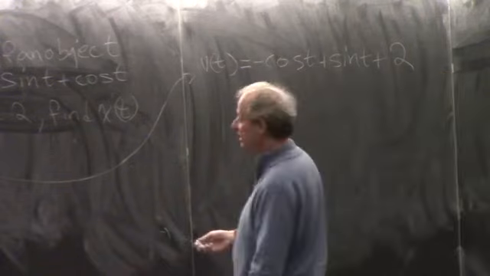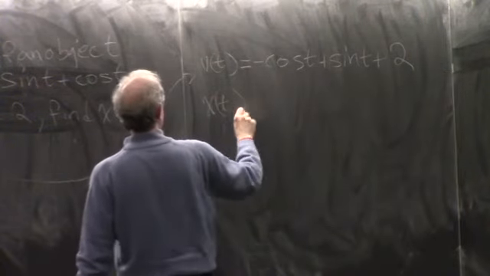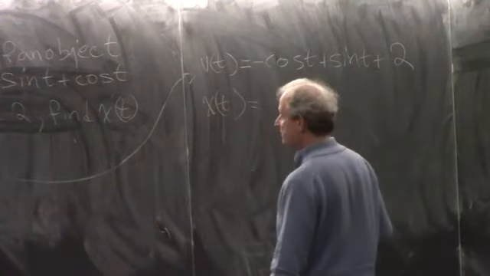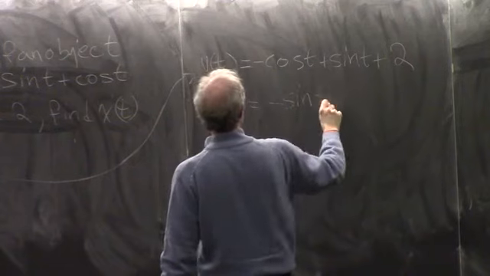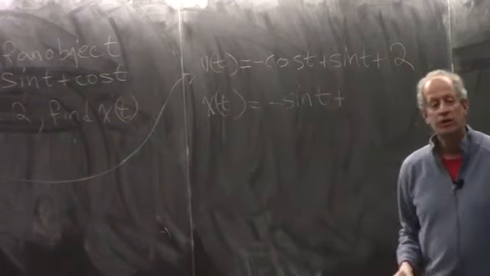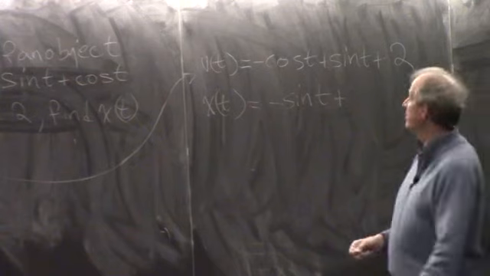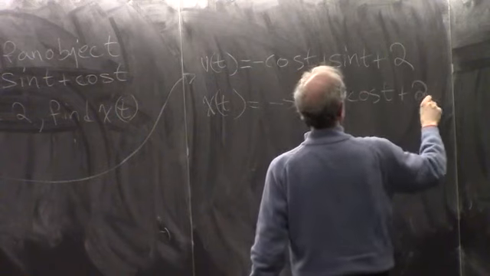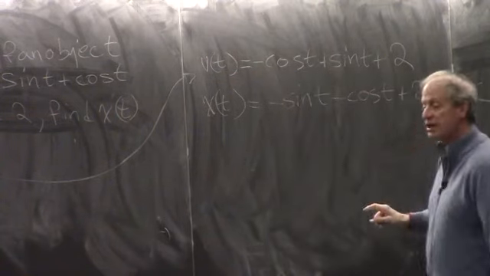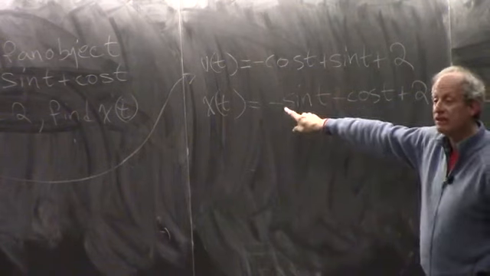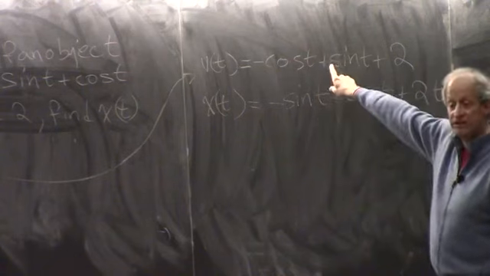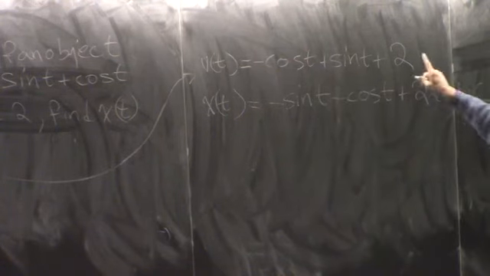Alright, now let's find x of t. So what's the antiderivative of minus cosine? Minus sine. Because the derivative of sine is cosine. So the derivative of minus sine, minus cosine. The antiderivative of sine is negative cosine. And if you're not sure, take the derivatives. The derivative of this is minus cosine. The derivative of cosine is minus sine. The derivative of minus cosine is plus sine. The derivative of 2t is 2 plus c. How do we do on this part?